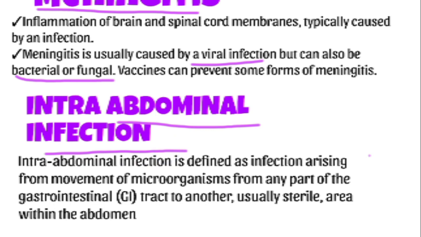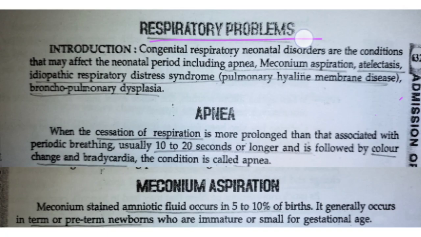This is an infection in the GI system, and it is caused by microorganisms. If you are not taking care of this condition, it can spread from one part to another part of the GI system. Respiratory problems: apnea, meconium aspiration, atelectasis, idiopathic respiratory distress syndrome, bronchopulmonary dysplasia.